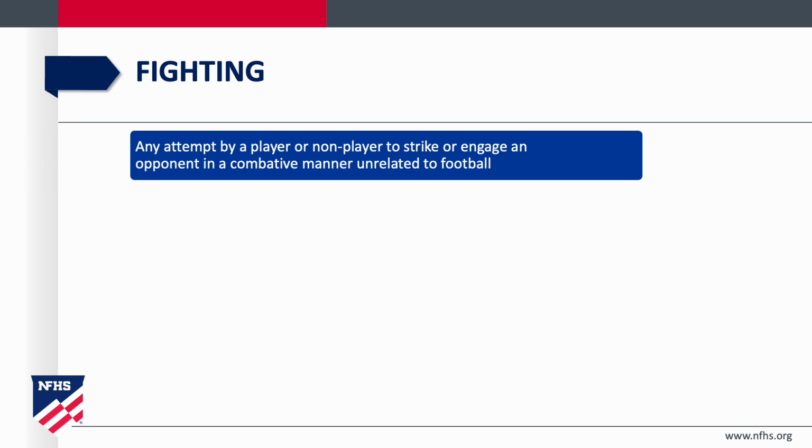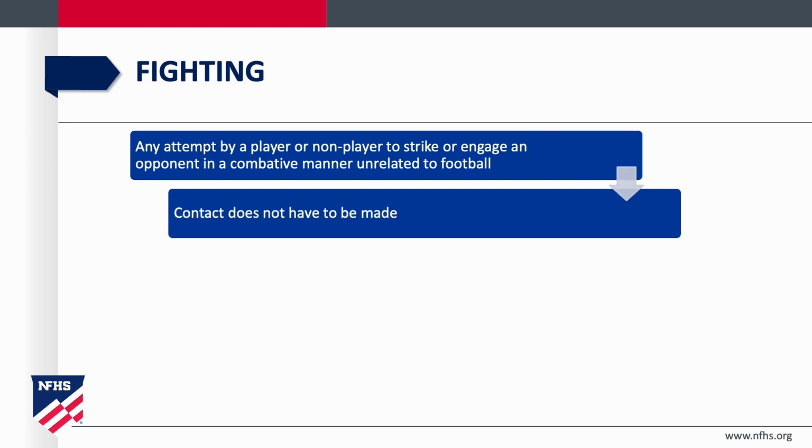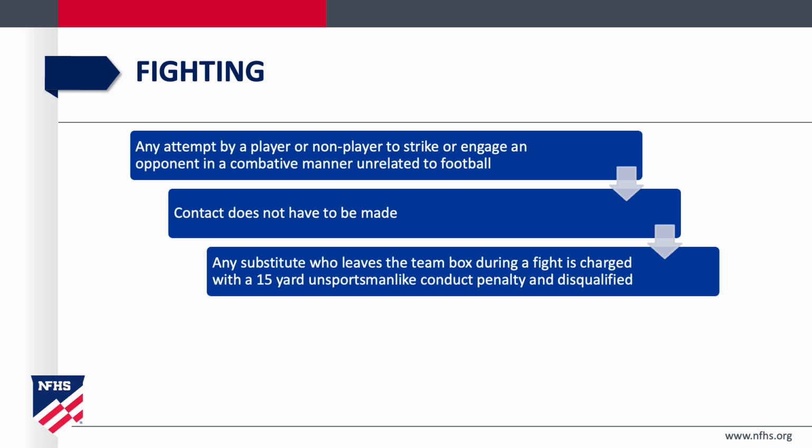A fight is considered to be any attempt by a player or non-player to strike or engage an opponent in a combative manner unrelated to football. Contact does not have to be made in order for us to have a penalty for fighting. If a player swings a punch at an opponent and does not make contact, we still have a foul for fighting. Hopefully, in this situation, we can get it taken care of quickly before there's any retaliation. But we still need to make sure that the player who throws the punch is ejected.